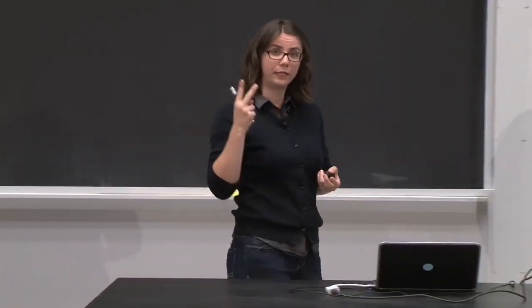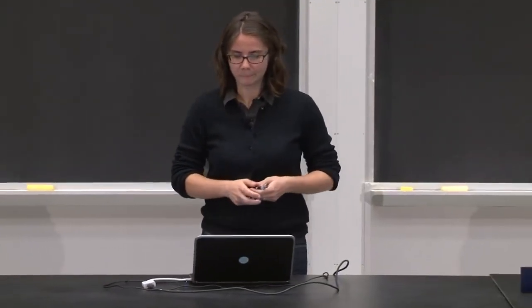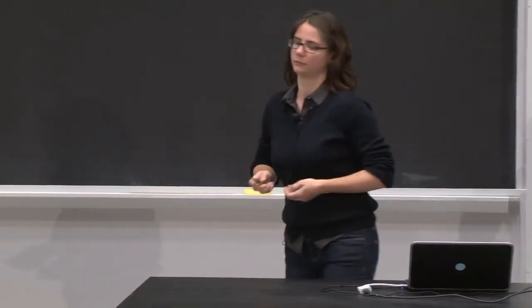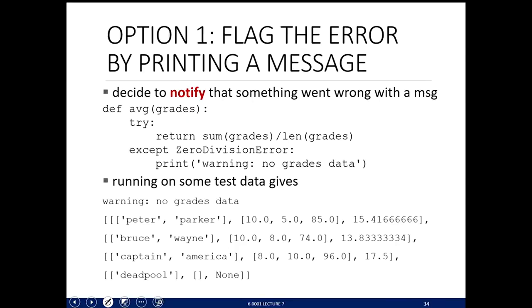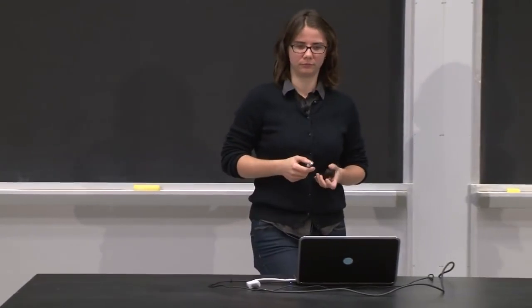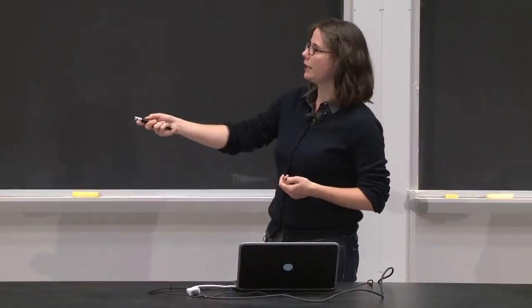So what can we do? Two things, two options here. One is we can just flag the error and print the message. So here, there's a new average function, an improved one, that's going to try to do the exact same line as the previous one. And it's going to catch the 0 division error. And when it catches it, it's going to print this warning. And when we run it, we're going to get warning, no grades data, which is fine.